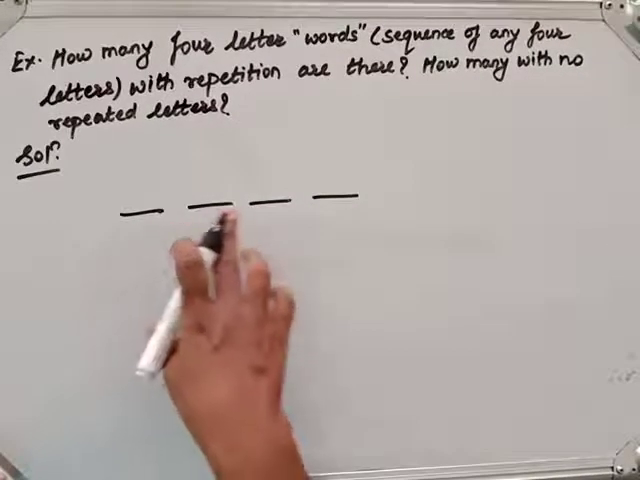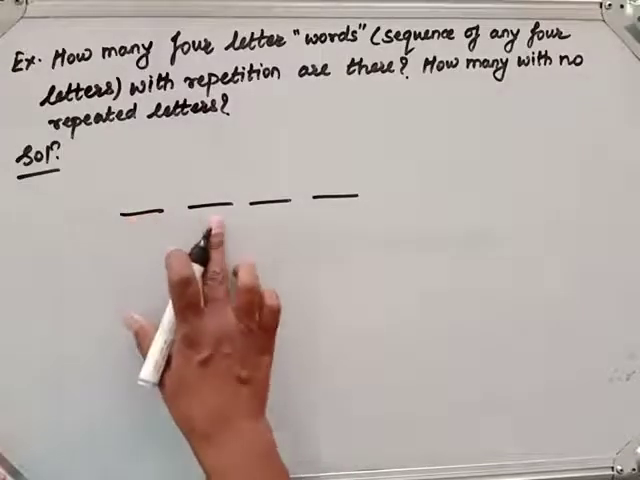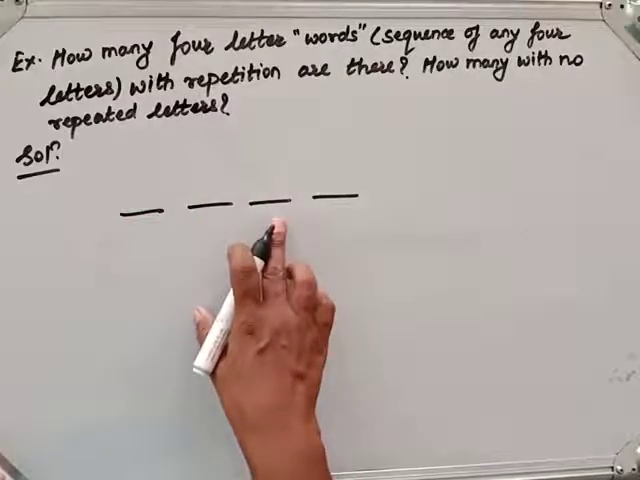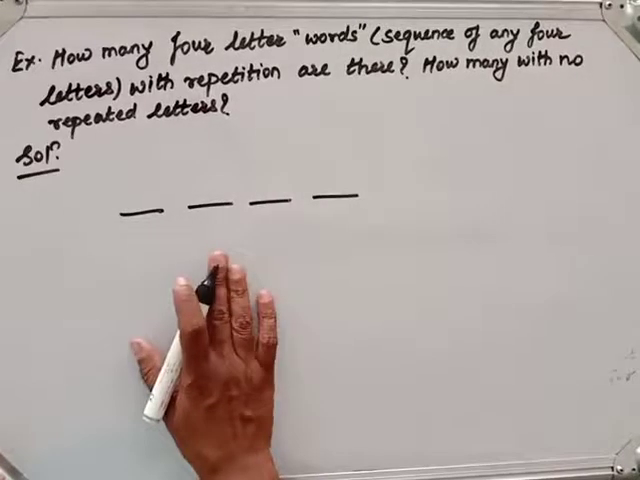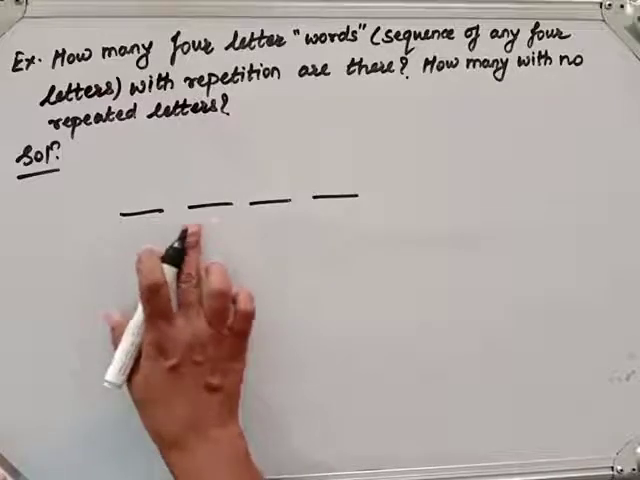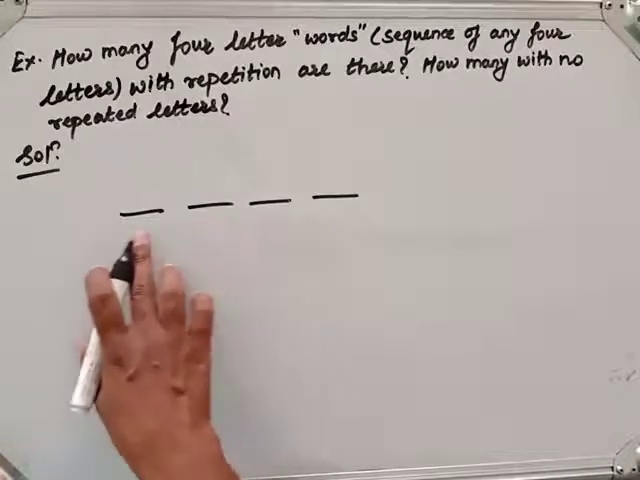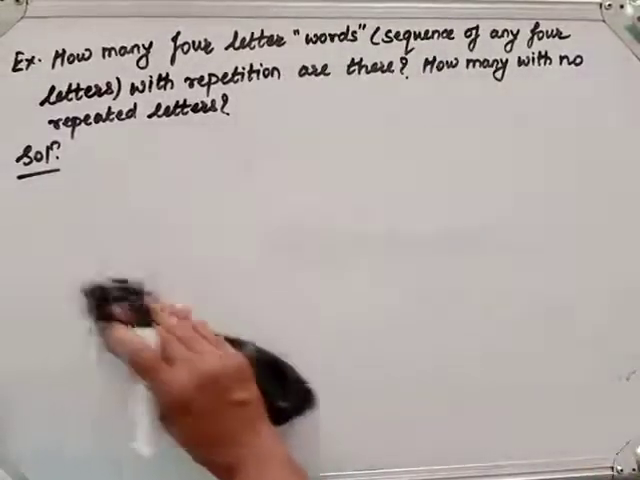And one more thing, the sense of and is here. This place will be filled up, and this place we have to fill, and this place we have to fill again, and this place we have to fill. So the sense of and is here. So what we do, we will use a multiplication rule here. So how the answer should be written?